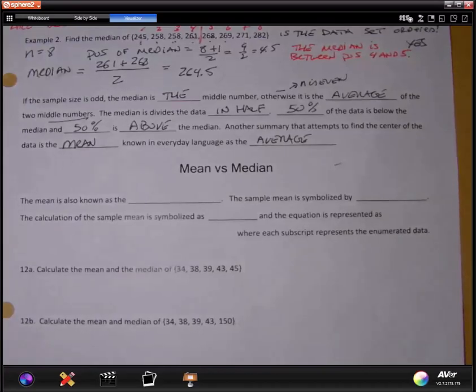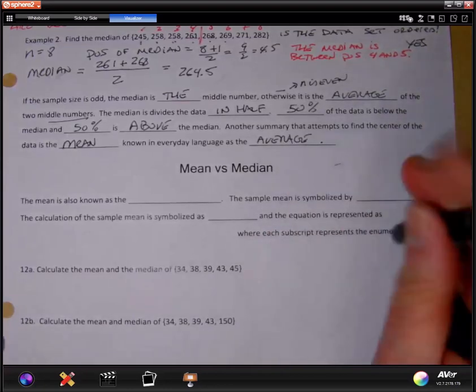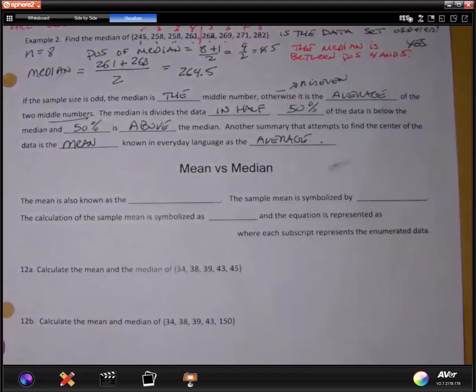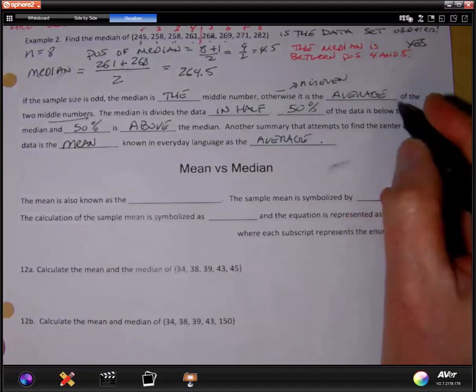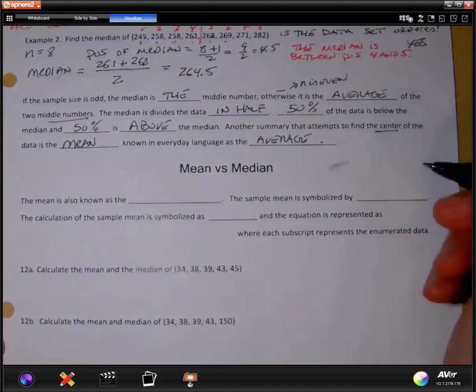Okay, so now let's look at the mean versus the median. We already figured out what the median is. The mean is just an average. So you know how to calculate an average, but really in statistics, we're not just interested in calculating things. We're interested in comparing how things work. The mean and the median attempt to find the center. So the question becomes, what is the center?